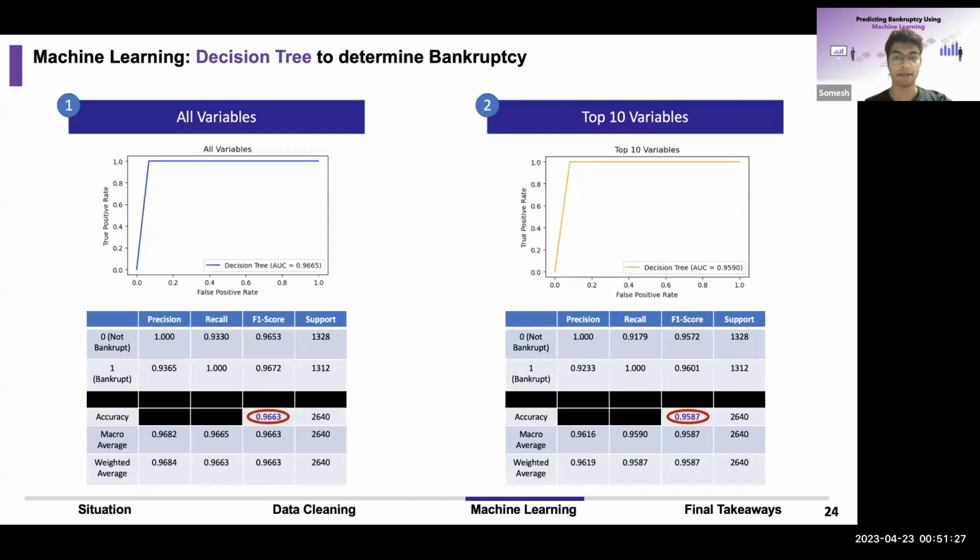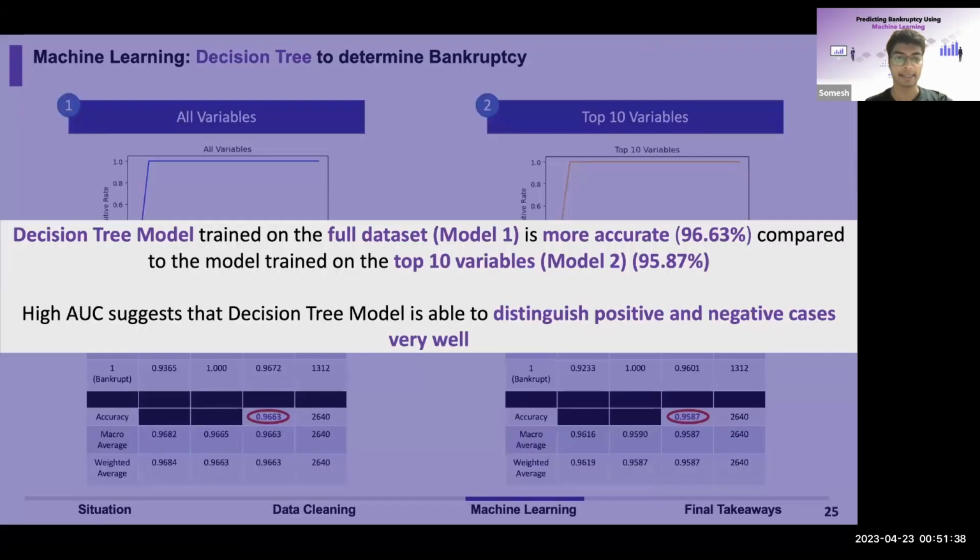Upon comparing the models based on the AUC derived from the ROC curve, we can see that the dataset with all variables had a higher AUC as compared to that of the top 10 variables. It also had a higher accuracy. This implies that the decision tree model can distinguish positive and negative classes better on the dataset consisting of all variables and is more accurate as well.